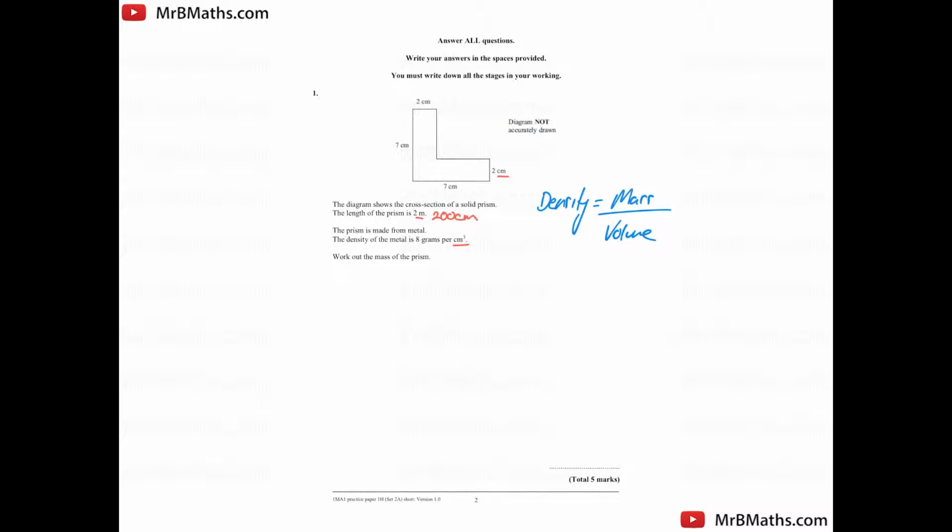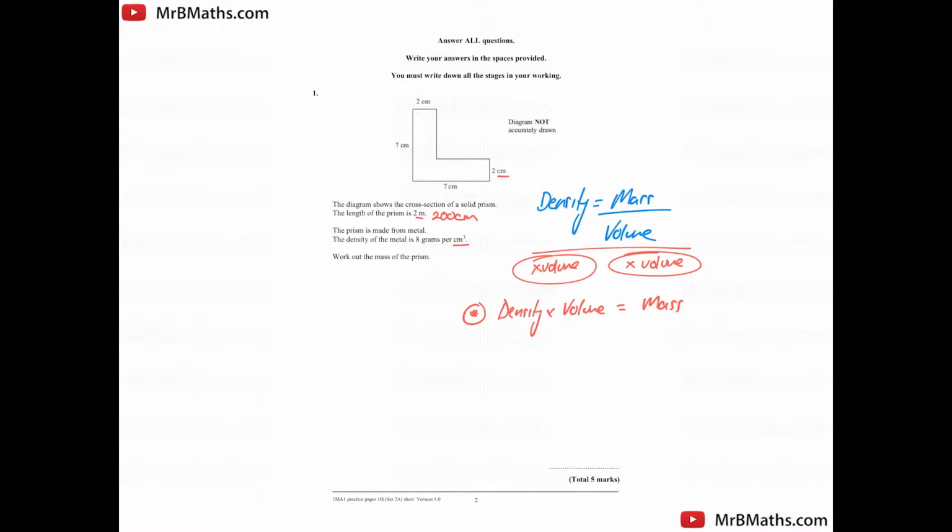So we need to work out the mass. So if we get this formula here and rearrange, we need to get this by itself. So what's happening to mass right now? Well, it's being divided by volume, so we do the inverse. So if we times by volume each side, we end up with density times volume equals mass. Okay, so here is our formula set up.